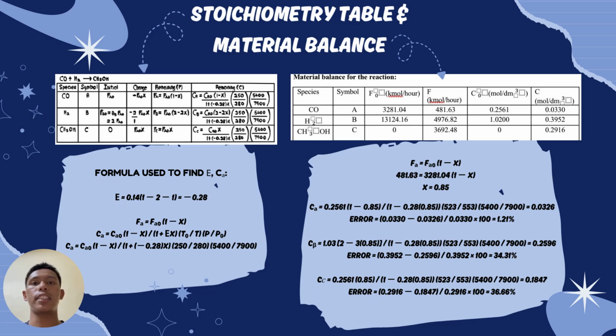Now, for the CB and CC part, we also use the same formula that we get from the stoichiometric table, which is CB is 0.2596, CC is 0.1847, and we calculate the percentage error for both of these, and we get the percentage error for CB is 34.31% and CC is 36.66%, which is quite relevant and normal in the industry.